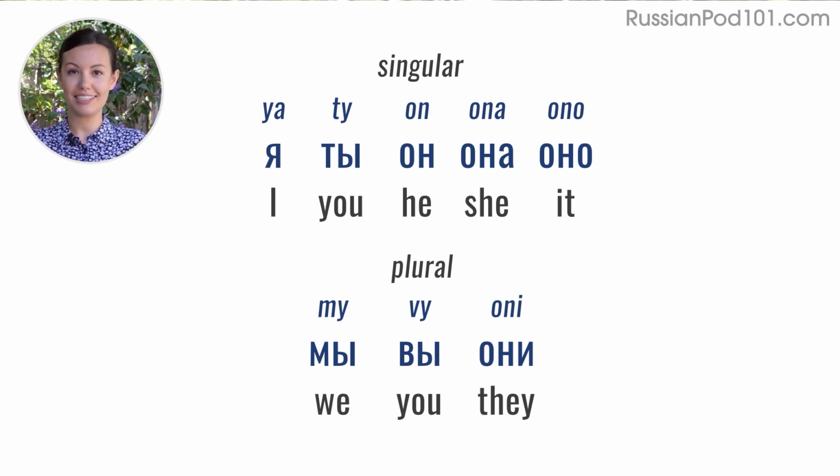Just like in English, there are three grammatical persons in Russian. For singular, they are я, I; ты, you; он, она, оно, he, she, it. For plural, they are мы, we; вы, you; они, they. So, to conjugate a verb, you need to change their personal ending.